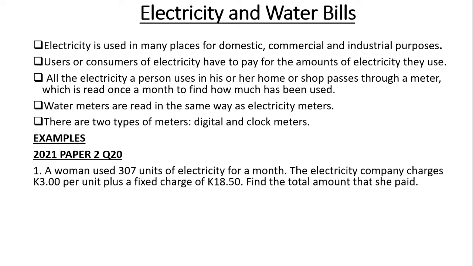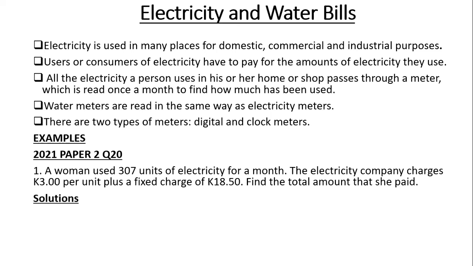Now, when you're looking at electricity, when they talk about a fixed charge, it is a must. Whether you have used electricity or not, you have to pay that fixed charge. The question is saying the woman used 307 units and the company charges 3 kwacha per unit. So what we are supposed to do is to multiply the 307 units times the 3 kwacha plus the fixed charge, which is the 18 kwacha 15 ngwe.